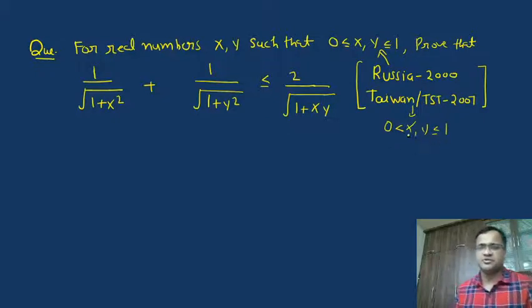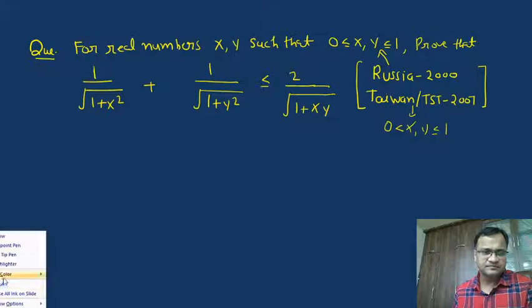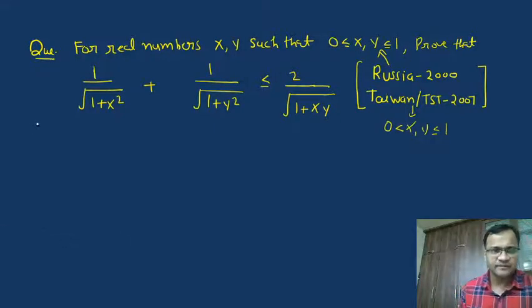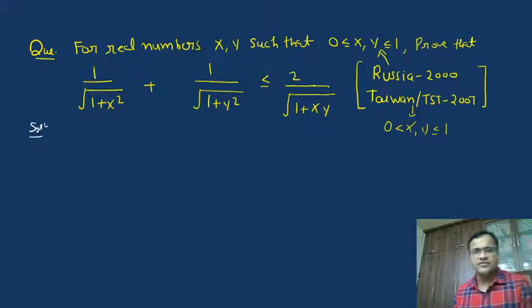x and y are two positive real numbers less than or equal to 1. Okay, so I am going to solve this problem by two independent methods. If you look at the inequality, then clearly the inequality is symmetric with respect to both the variables.